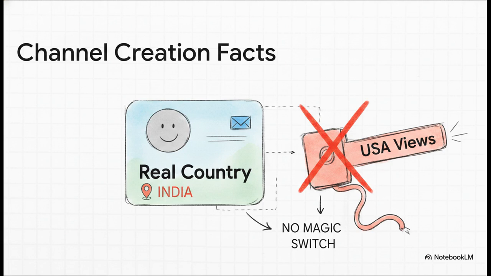And here is the real kicker. You can and absolutely should use your actual country of residence. Sitting in India? Put India. There is no magic button in the back-end settings, no secret USA distribution switch that automatically triggers your videos to rank in the United States. The channel creation process itself has absolutely zero impact on where your videos end up being pushed.